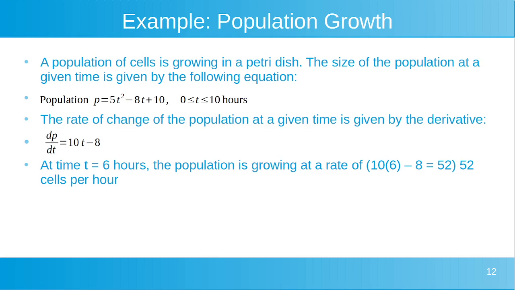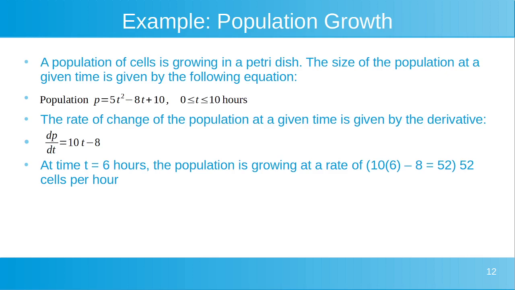We just have to substitute in our value of t. So, for example, at a time t equals 6 hours, the population is growing at a rate of 10 times 6 minus 8, which is equal to 52 cells per hour. But we could also look into how much it is growing at, say, 1 hour. We simply substitute in t equals 1. So we get 10 multiplied by 1 is equal to 10, minus 8, which is equal to 2.